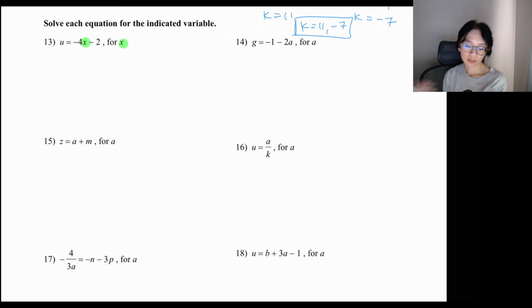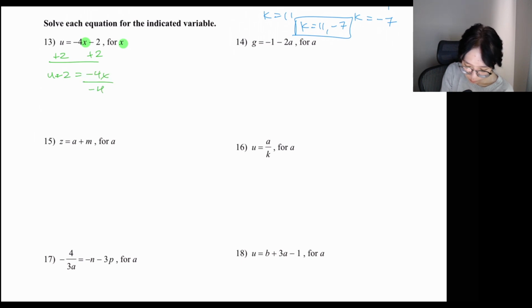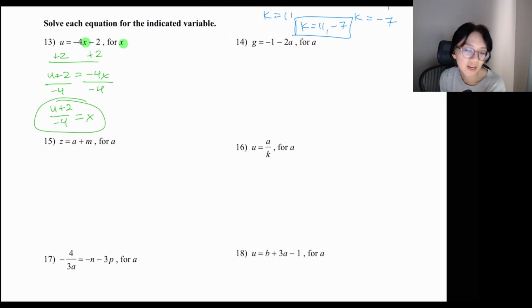Multiplied by negative 4, but subtracted 2. PEMDAS, addition, subtraction first. Add 2 to both sides. u plus 2 equals negative 4x. Multiplication, division next. u plus 2 equals negative 4x. With all these conventions, it's better to have the variable on the left side, so x equals.